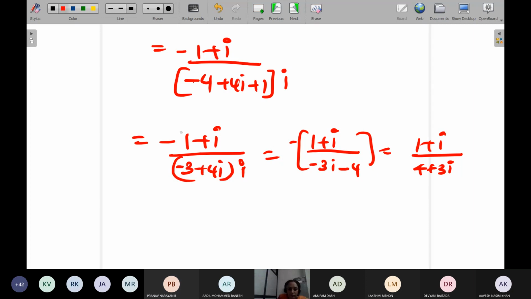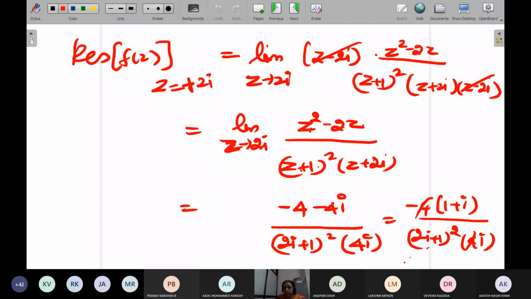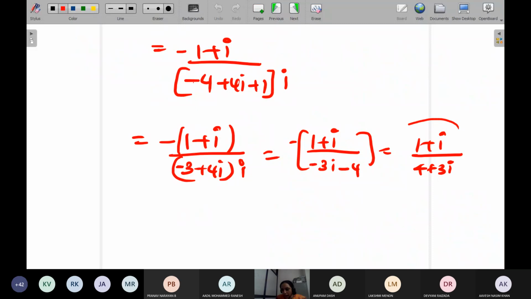You need not simplify this. If it is needed, we will simplify. Why am I saying not to simplify? Because here you're getting it as 14 by 25, and here you're getting it as a sum with i. So you cannot add all these things. So you can just leave it as such. No need to bother about it.